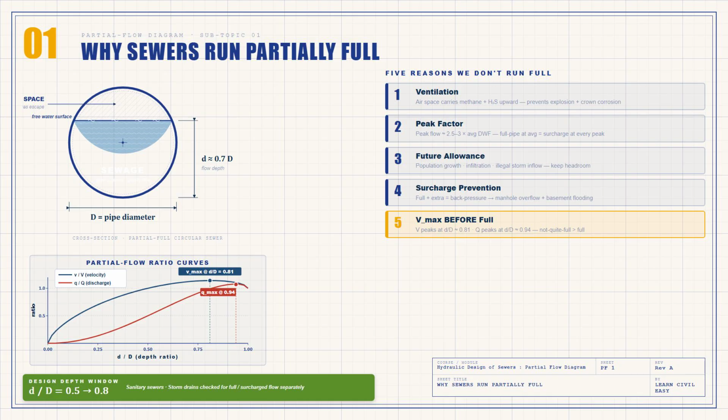So for sanitary sewers, we design for a depth ratio between half D and 0.8 D. Storm drains are checked differently, often for full or surcharged conditions.